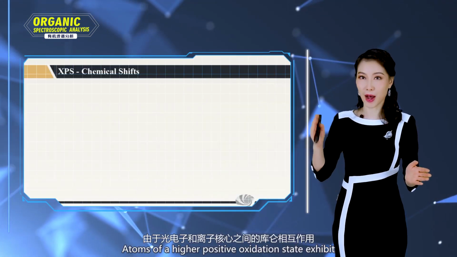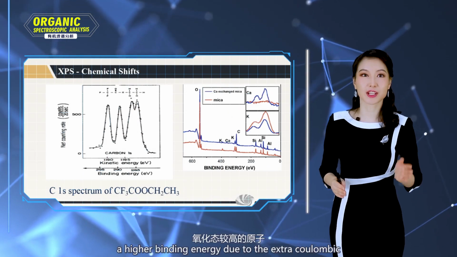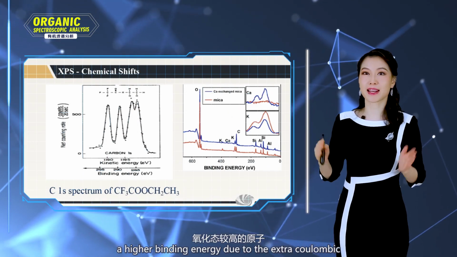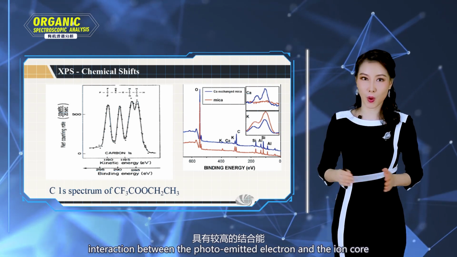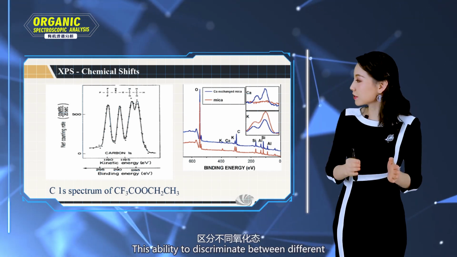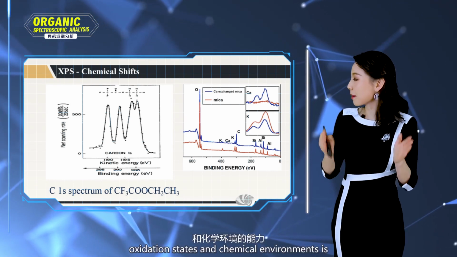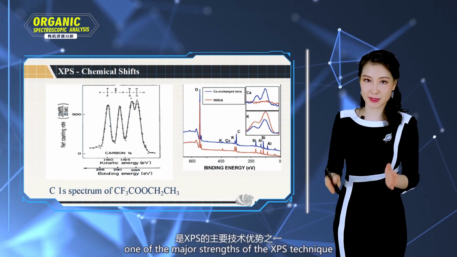Atoms of a higher positive oxidation state exhibit a higher binding energy due to the extra Coulombic interaction between the photo-emitted electron and the ion core. This ability to discriminate between different oxidation states and chemical environments is one of the major strengths of the XPS technique.